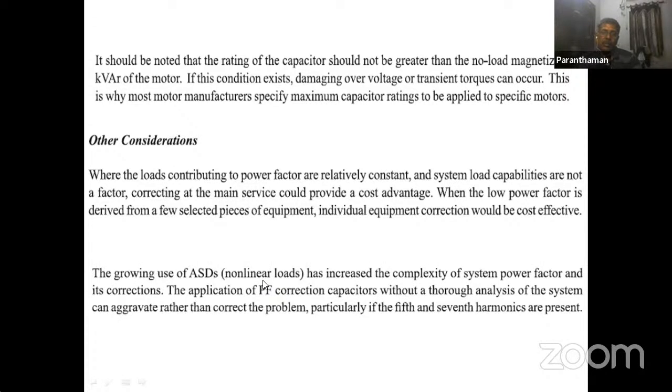Adjustable speed drives have increased the complexity of power factor correction. These generate distorted waveforms, and variable speed drives will affect the system. Harmonics come into the picture. So all this makes the system much more complicated. Just an information, that's it.